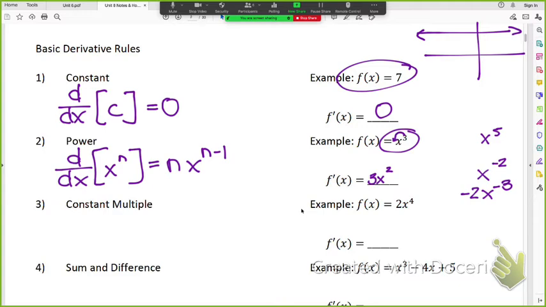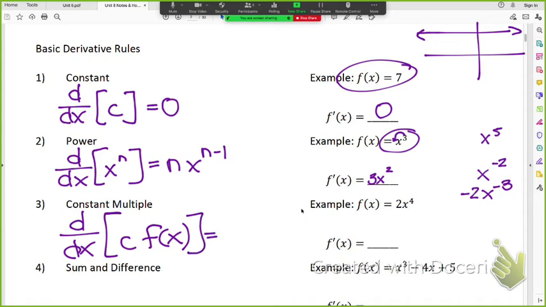All right. Last 2 basic rules for today. This one is called the multiple constant rule. This is saying if you are taking the derivative of something that has a number in front of it, you can simply pull the number out and take the derivative of the function. Okay? All right, that notation will not make a whole lot of sense to you.